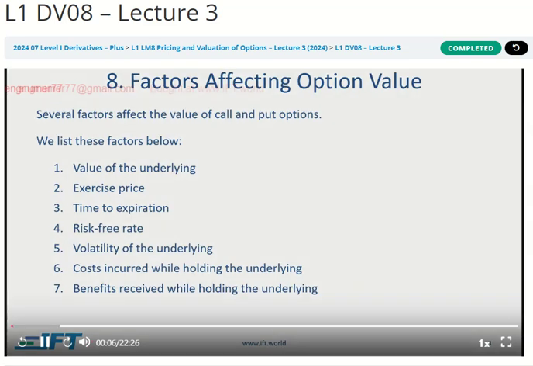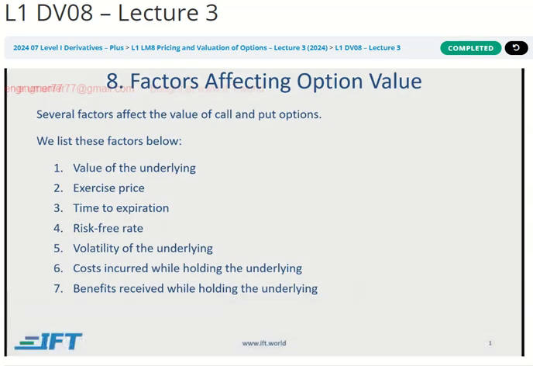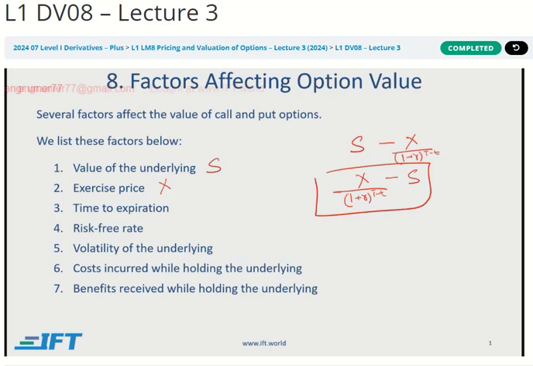And there are 7 factors, starting with the value of the underlying, the exercise price, and of course this gives you the exercise value, right? For a call option it will be S minus X, for a put option it will be X minus S, and naturally if this is something you're doing during the life of the option, then you have to discount it back to today, which is big T minus small t. So this is the exercise value for a put option, this is the exercise value for a call option.